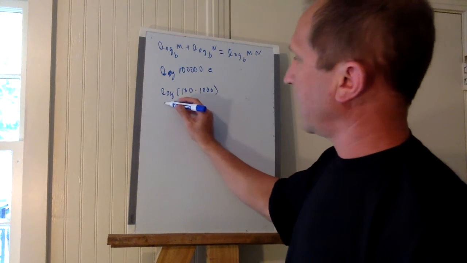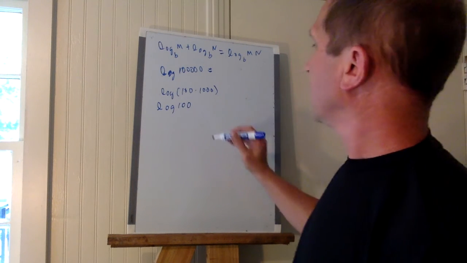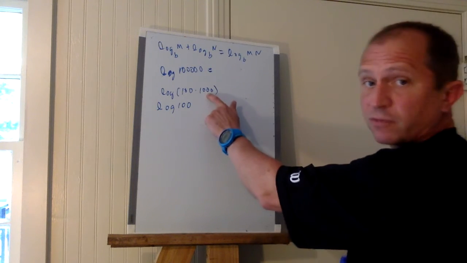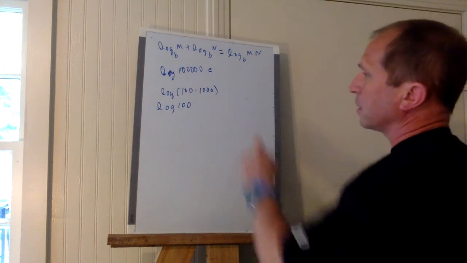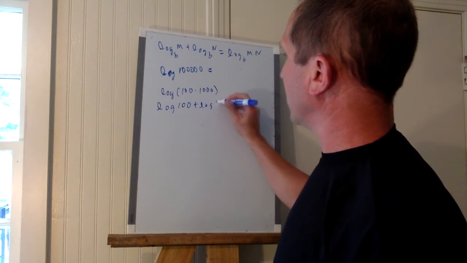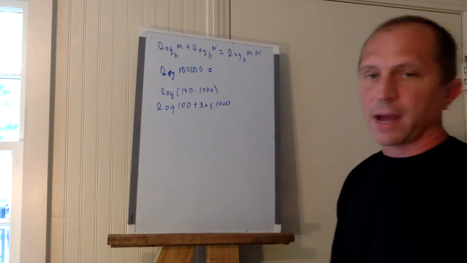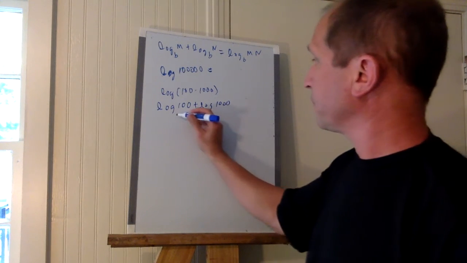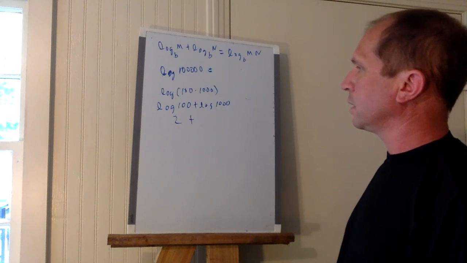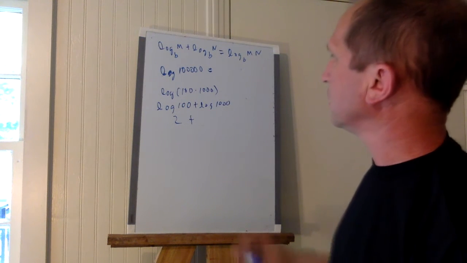Well, what do we have here? We know that this is the log of 100 plus the log of 1,000. According to what we said a second ago, if we've got the product of two things, then we can add the logarithms together. Well, 10 to what power is 100? It's 2. 10 to what power is 1,000? It's 3.